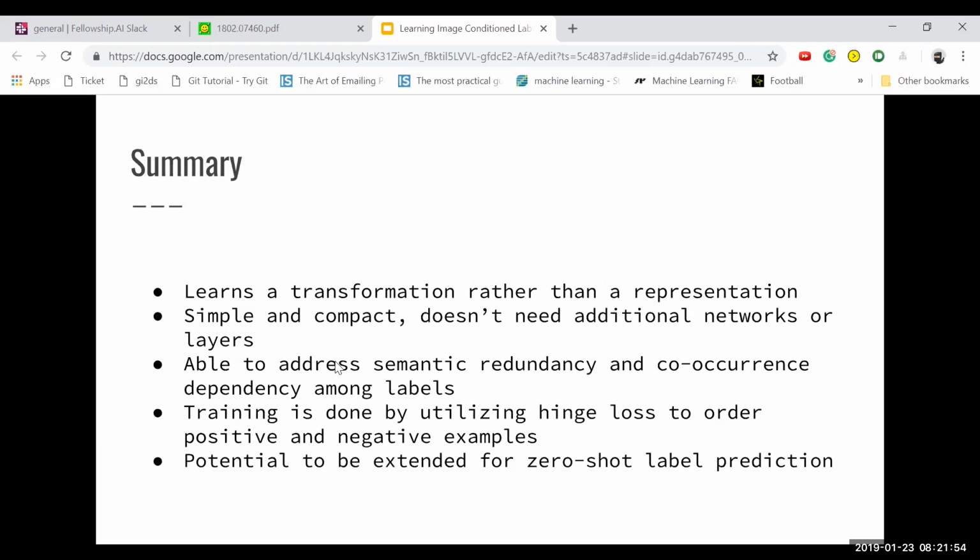Okay, so finally a summary. What we learn here is that the model learns a transformation rather than a representation. It's simple and compact, and doesn't need additional networks or layers. It is able to address semantic redundancy and co-occurrence dependency among labels. Basically, this means things like synonyms, and in the case of dogs, cats, and pets. Training is done by utilizing hinge loss, and it has the potential to be extended for zero-shot labeling.